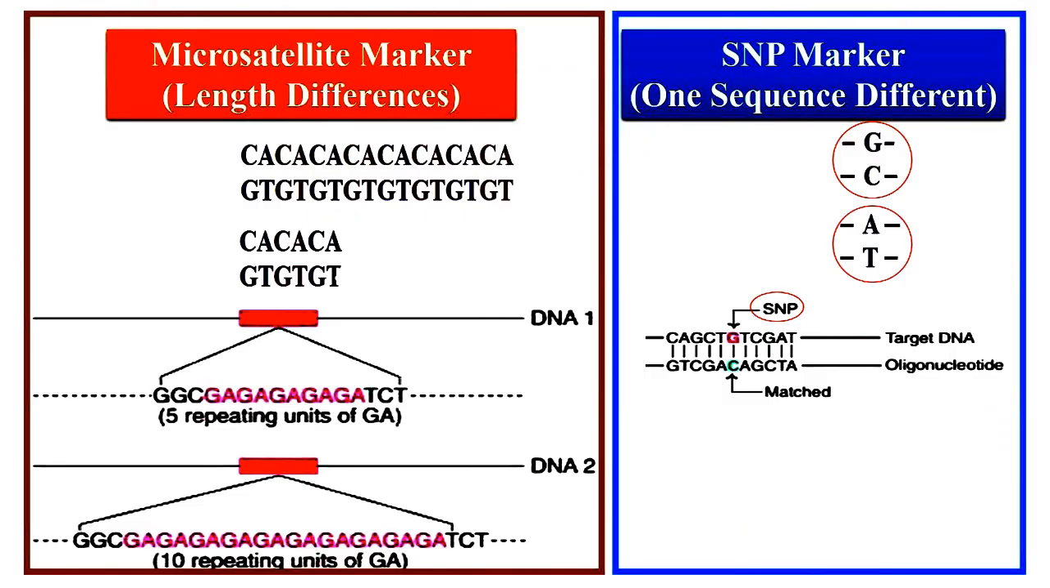In comparison of microsatellite markers and SNP markers, microsatellite markers depend upon length differences, while SNP markers depend upon one specific difference, as mentioned inside the slide.